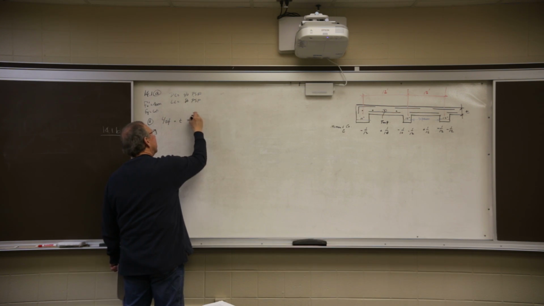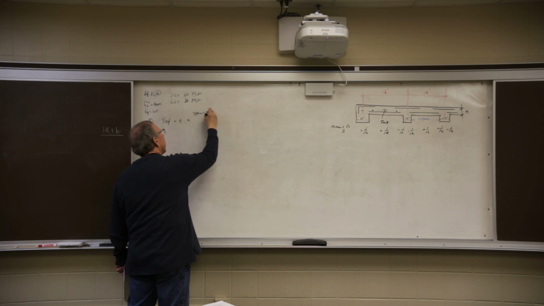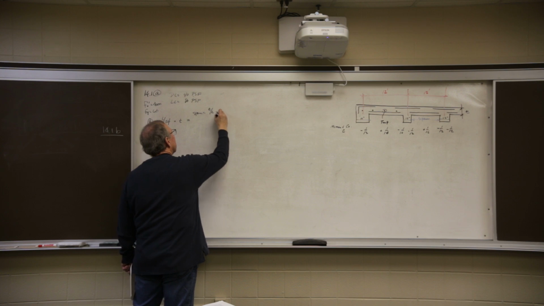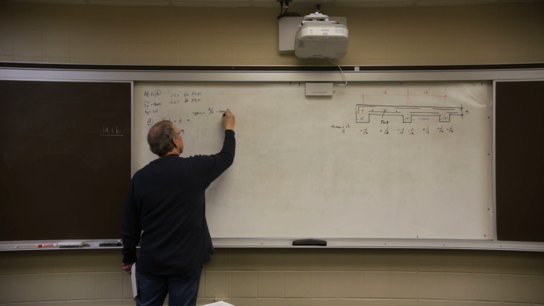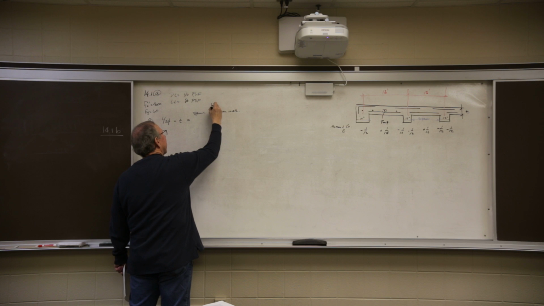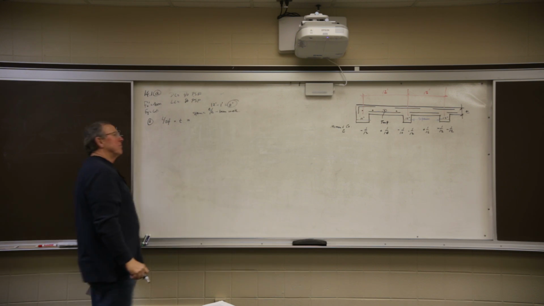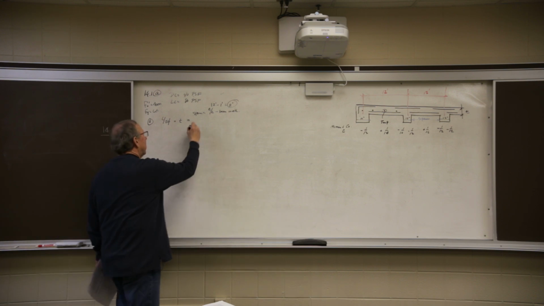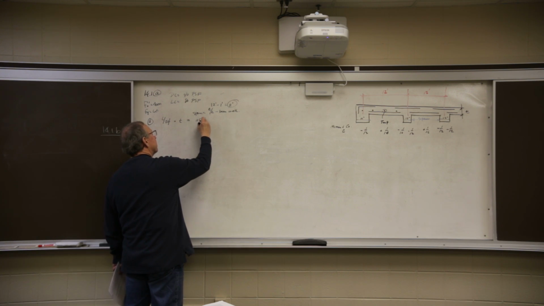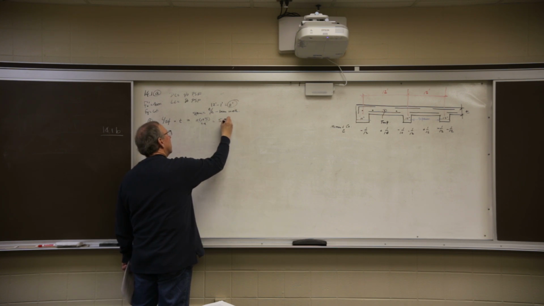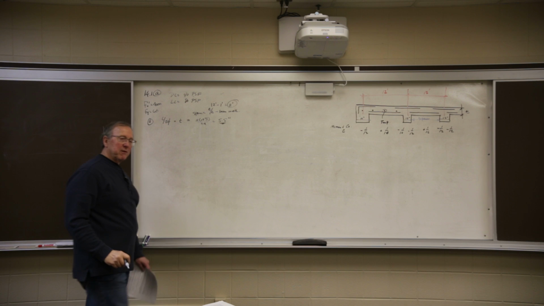So span equals center to center minus the beam thickness, in my case, that's going to be 12 feet minus 1 foot equals 11 feet. So there's my span. So 11 foot times 12 inches per foot divided by 24. My slab's going to be 5.5 inches.